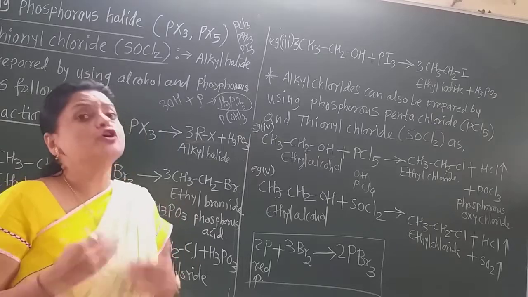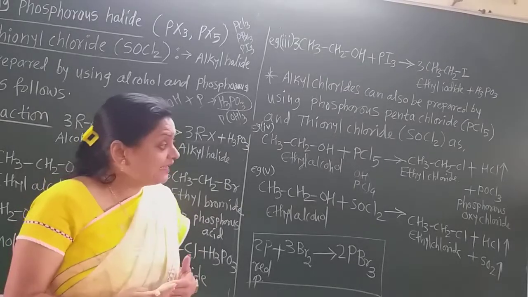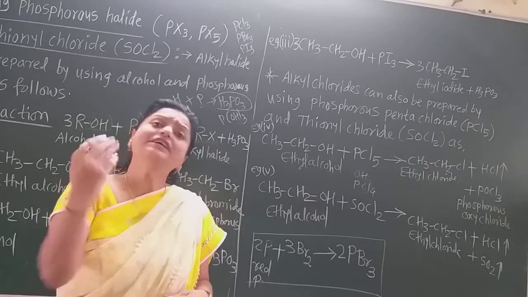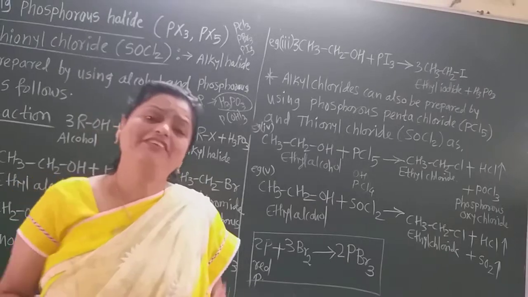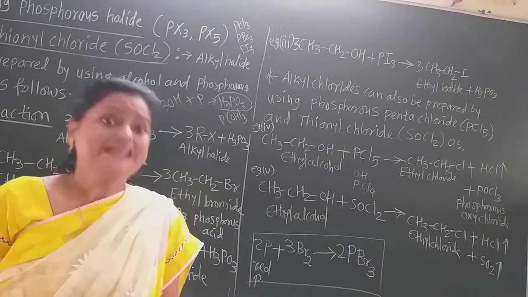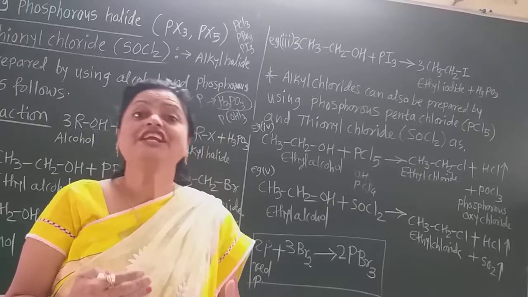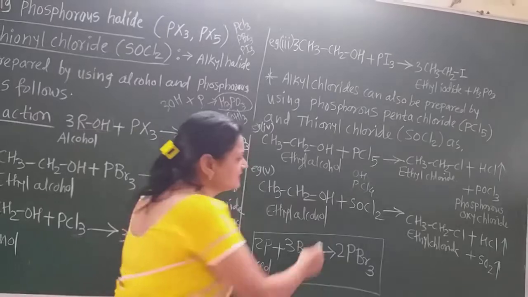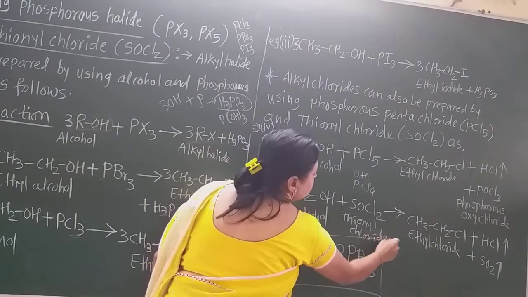Now the most commercial method to obtain alkyl chlorides, which is very important and always asked in the examination, is the commercial method. Commercial means financially it is not a costly method. Very little money and energy are required to prepare alkyl chlorides by using thionyl chloride. Now this is the thionyl chloride method, and this is a very important method.